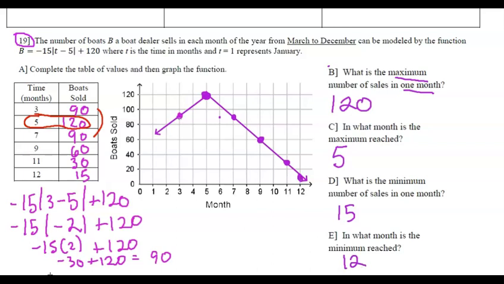Since this is a real-world problem, that's why the reasonable domain would stop here. If we were to use that for a prediction, we would go along this line.